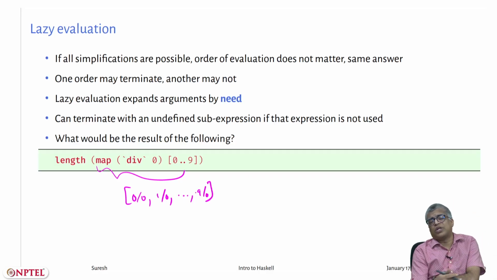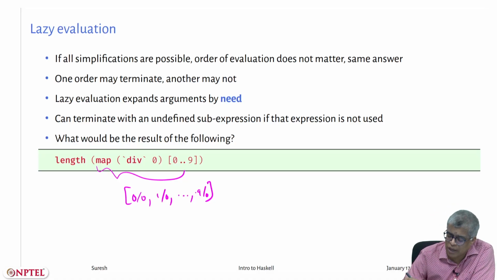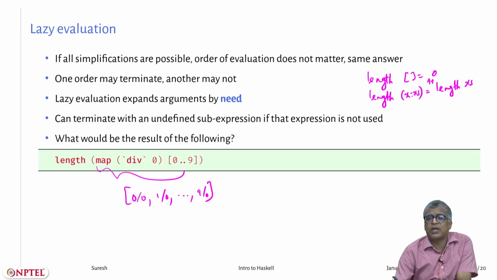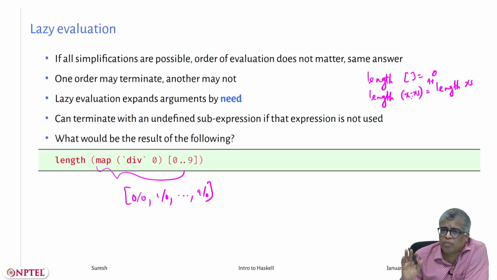So it is a list all of whose elements are undefined, but it does not matter. To compute length, you do not need the actual values, right? Let us look at the definition. Length of the empty list is 0. Length of x colon x's is 1 plus length of x's. The point is that x could be some expression; you do not care what that expression is. Instead of x you could substitute some expression rather than a value, but it is fine.